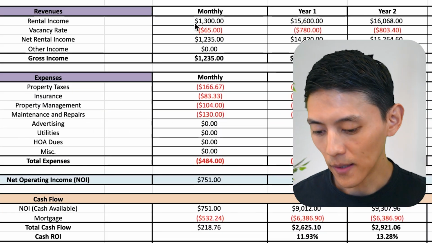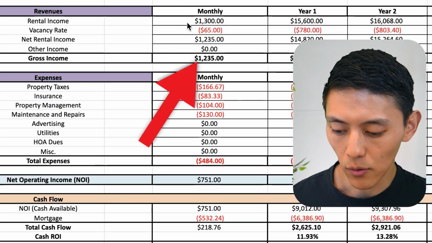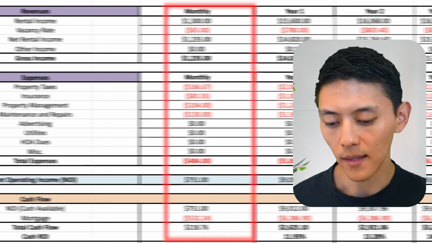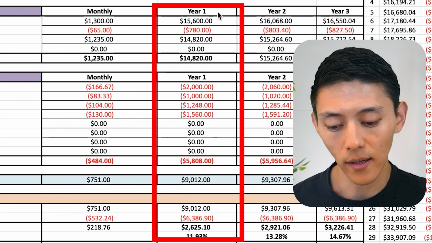So now let me quickly break down the details of this analysis. The first one is our monthly income. What I do is I break down our gross income, our total expenses, and our net operating income on the monthly scale. Then what is it going to be like on year 1 as a whole?